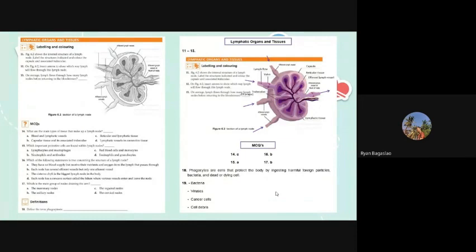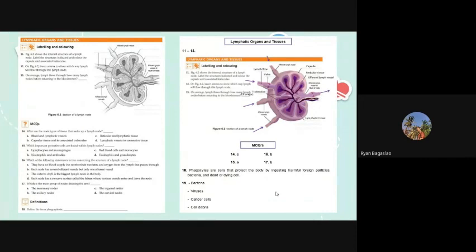Number 16. Which of the following statements is true concerning the structure of a lymph node? Our answer is letter B. Each node has several afferent vessels but only one efferent vessel. Next, which is the main group of nodes draining the arm? Letter B again. It is the axillary nodes.